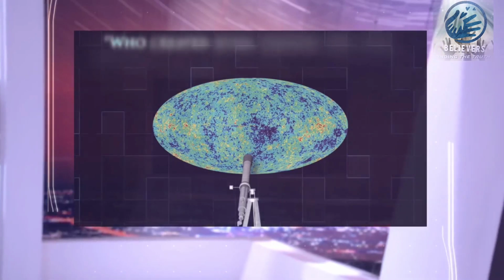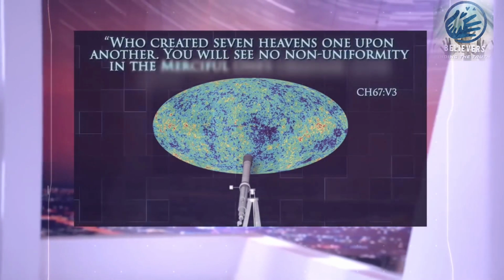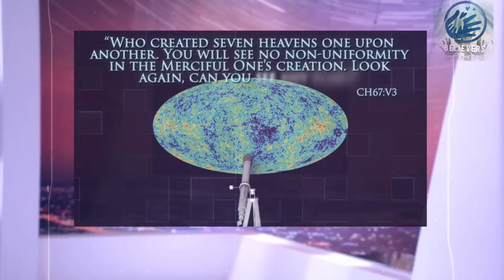Now, would you believe that the Holy Quran told us 1400 years ago that we can observe this uniformity by doing the same exercise of looking through space eras, when it stated, "Who created 7 heavens one upon another, you will see no non-uniformity in the merciful one's creation. Look again, can you see any flaw?" This uniformity among the universe's distant regions led physicists to come to an important conclusion in the Big Bang theory, that these distant regions of the universe we see now must have been in contact with each other in the past prior to cosmic inflation.